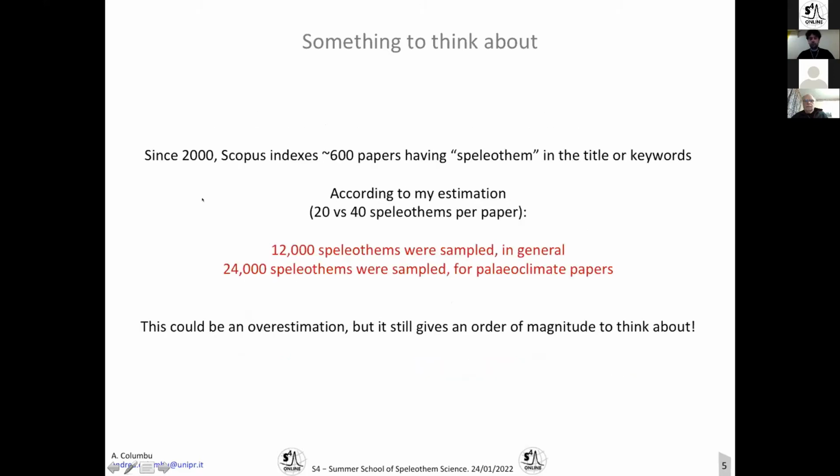So I went to Scopus, and I found out that since 2000, 600 papers having speleothems in the title or keywords were indexed. According to my estimation, 12,000 speleothems were sampled for general papers about geology and geomorphology, and 24,000 speleothems were sampled for paleoclimate papers. Of course, this could be an overestimation because of several factors, but I think this gives us an idea about the order of magnitude of the number of speleothems we are collecting, and something that we have to think about.